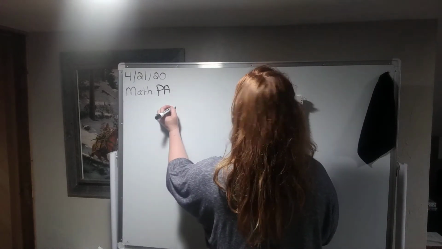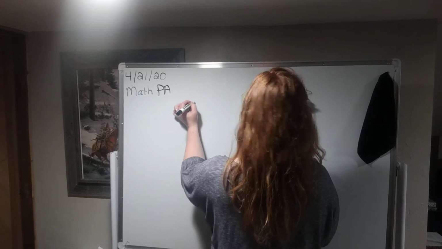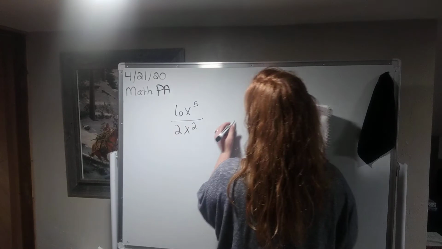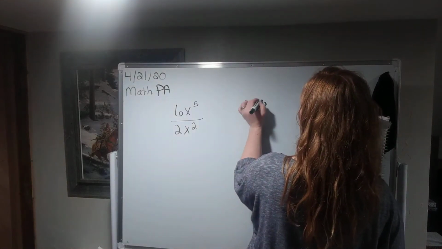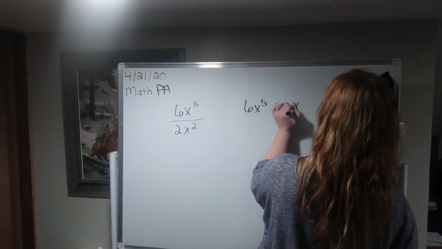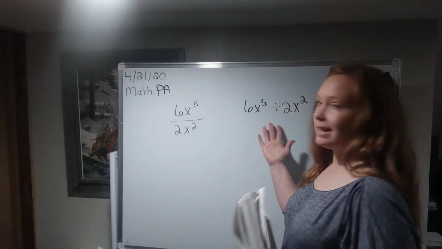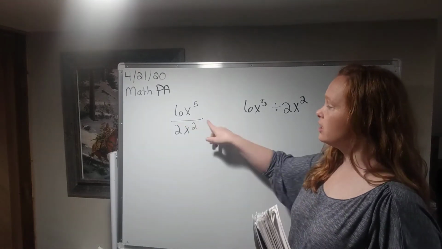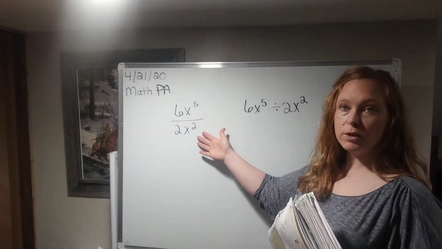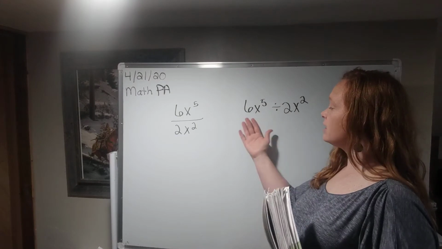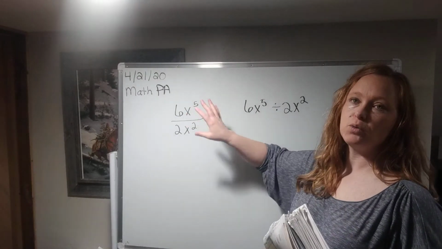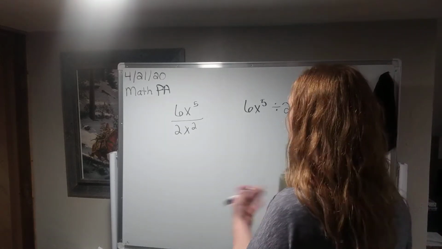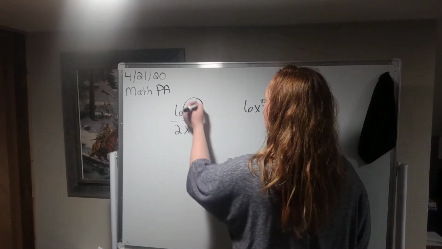So let's start with 6x to the 5th divided by 2x squared. Now I could also write this as 6x to the 5th over 2x squared. If you see it like this from now on, you need to write it in this form. We want this fraction line to become part of what we do in algebra. So if we saw this, we would rewrite it because this is how we're going to work with a division problem using polynomials. Okay?